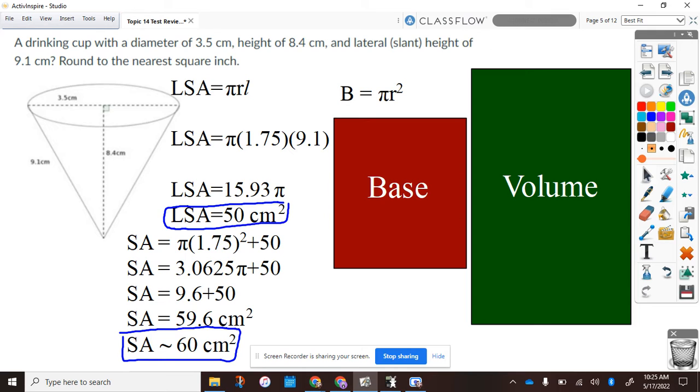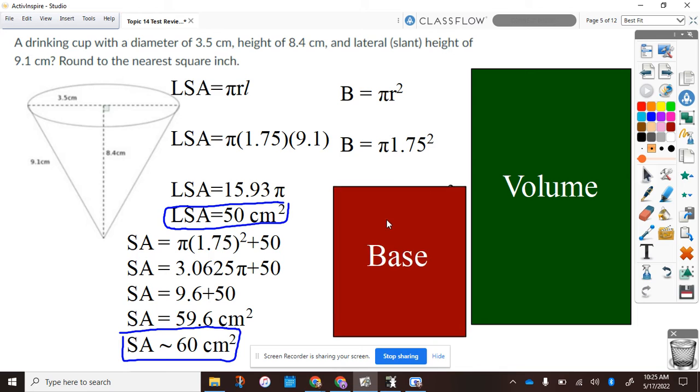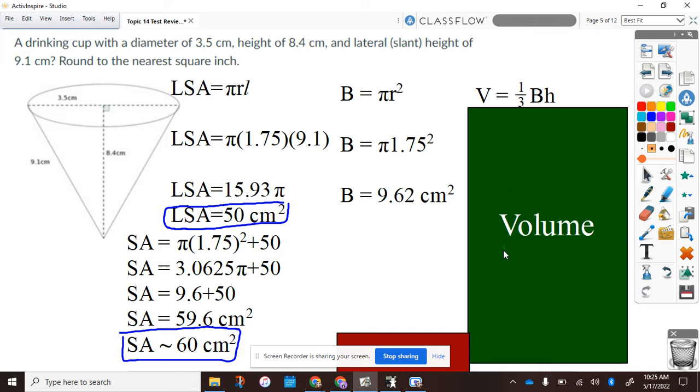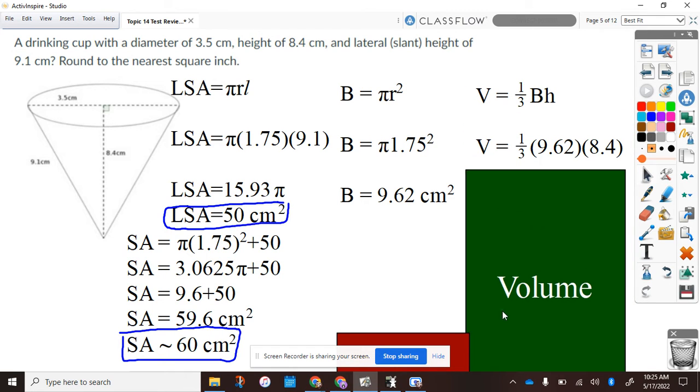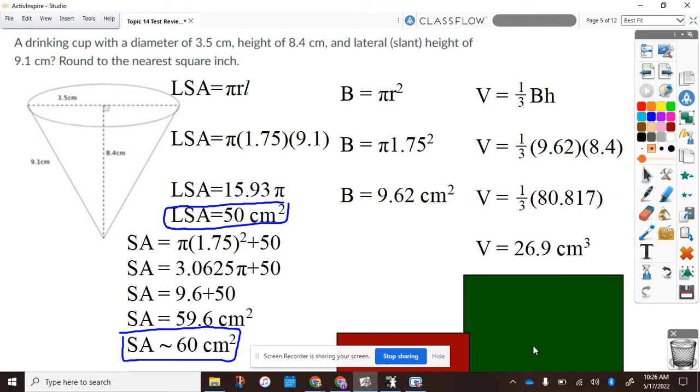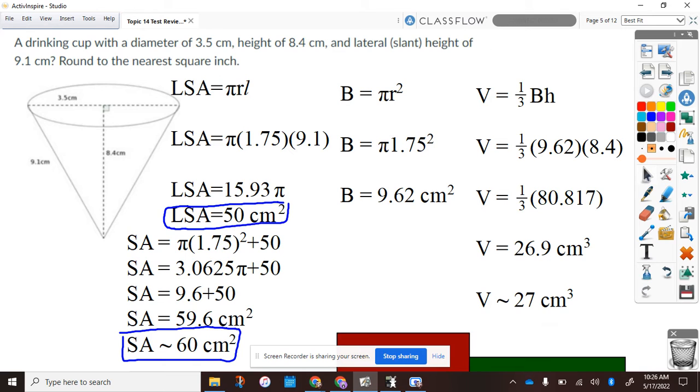So on that problem, when we talk about volume, 1/3 of capital B times H, capital B is always pi r squared on a cone. So 1/3 of capital B times H is 1/3 of pi r squared times 8.4. That's the height that they gave us. We multiply it all out. We round it off to the nearest whole number.